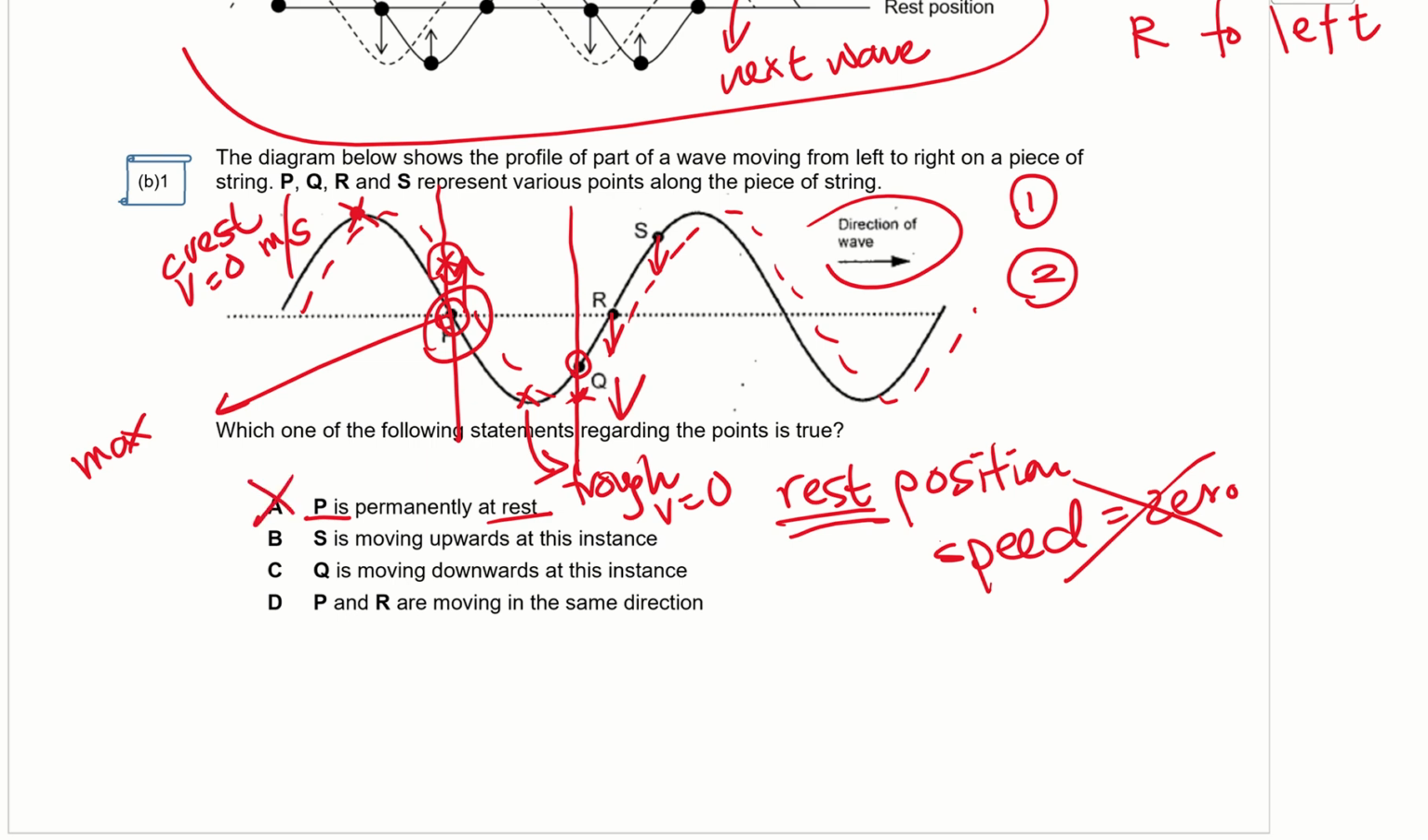That is incorrect. How about S? Is S moving upwards? No. Based on these 2 steps, S is actually going downwards. How about Q? Q is moving downwards? Yes. P and R are moving in the same direction. P is going up, R is going down. Okay, so answer is C.